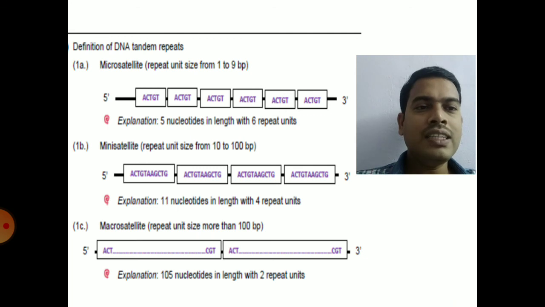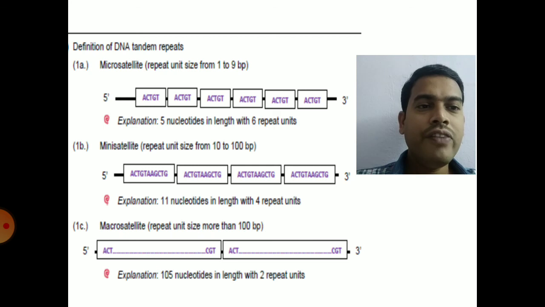These microsatellites and minisatellites are used in the DNA fingerprinting technique, and these are unique from person to person. That means 5 nucleotides in length with 6 repeat units are present in one person. The same microsatellite will be present with 7 to 8 repeat units in another person, and this is unique for every person.